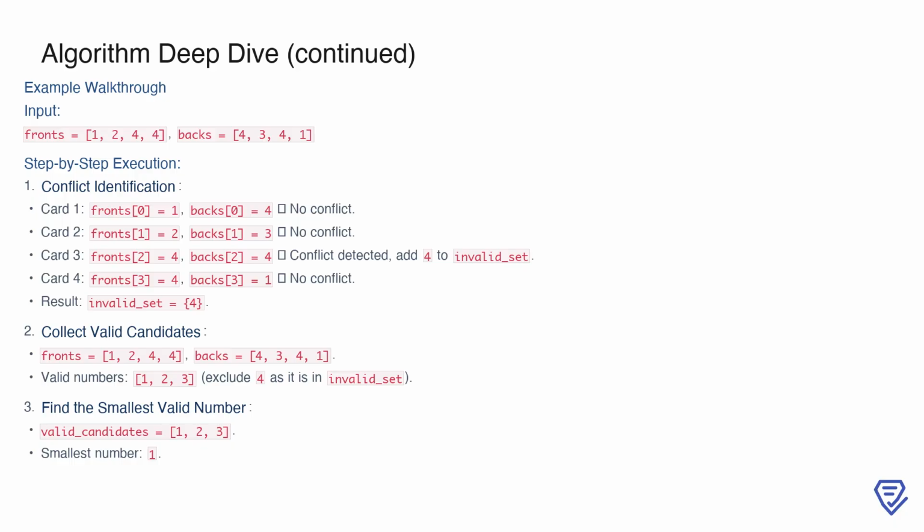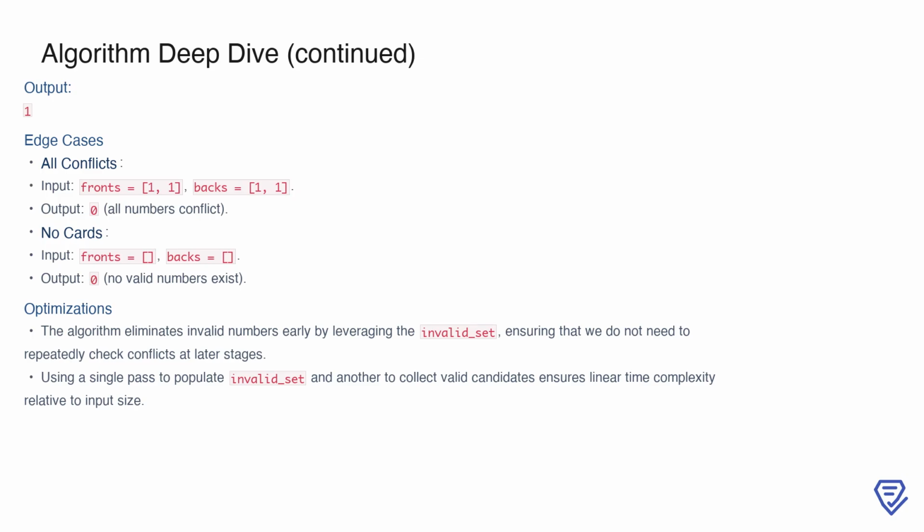Next, we collect valid candidates. From fronts and backs, we exclude 4 and find the valid numbers are 1, 2, and 3. Finally, we determine the smallest valid number. The valid_candidates list is 1, 2, 3, and the smallest number is 1. Based on the example, the output for the given input is 1. This demonstrates how the algorithm efficiently identifies and eliminates conflicting numbers, then determines the smallest valid candidate.